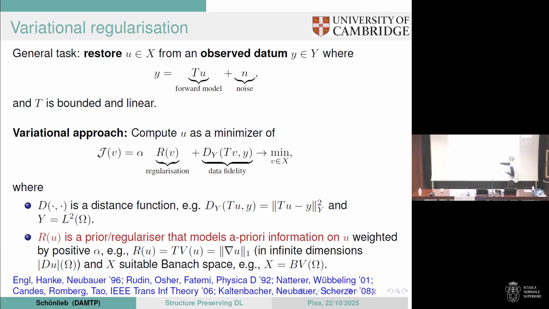Think of this, for instance, the most commonly used term is just an L2 squared term, so a least squares fit between the measurements and your forward model. And mostly, I would say, alpha is chosen with respect to the noise level in your data, so how much noise you actually have in your measurements.